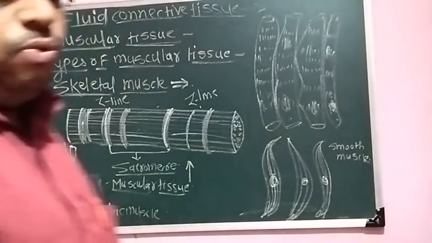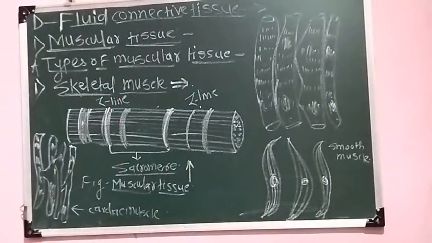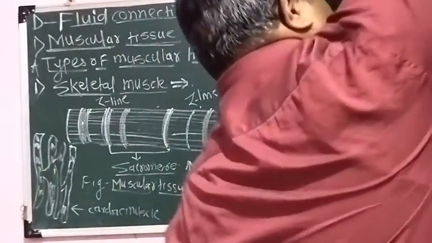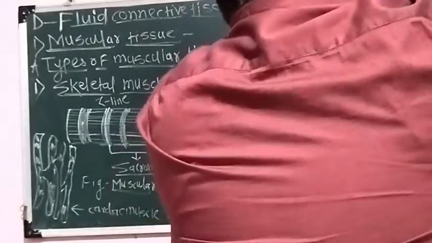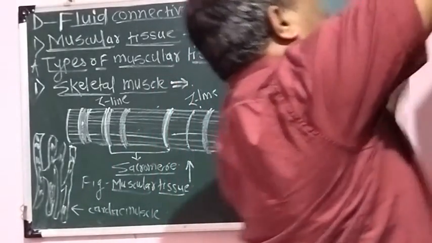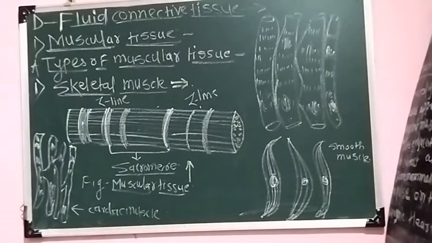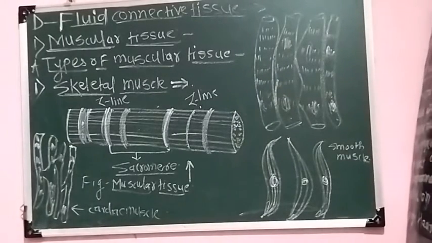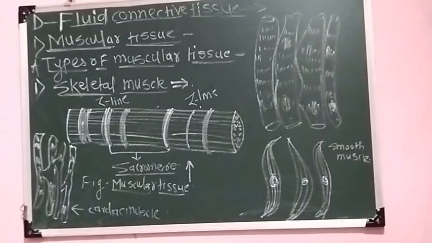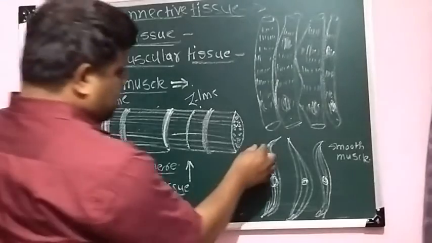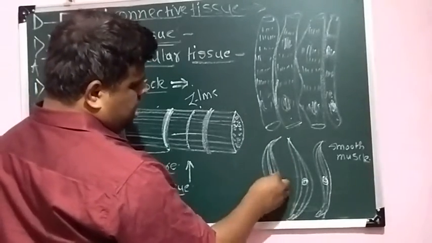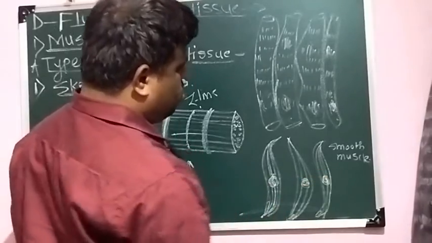Now just see a few more points regarding the further part of this topic, that is the smooth or non-striated muscles. These are present in a sheath or layer form, and these are spindle shaped. Spindle shaped means they are tapering towards the ends, and a nucleus is present at the center. So these are called smooth muscles.